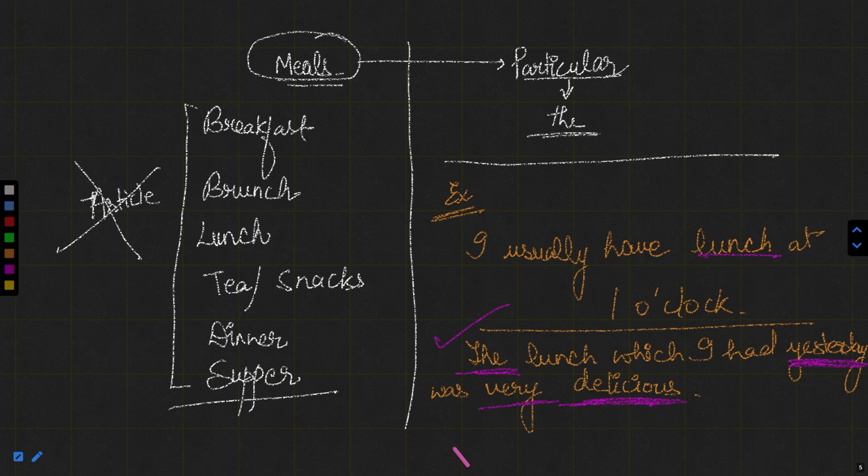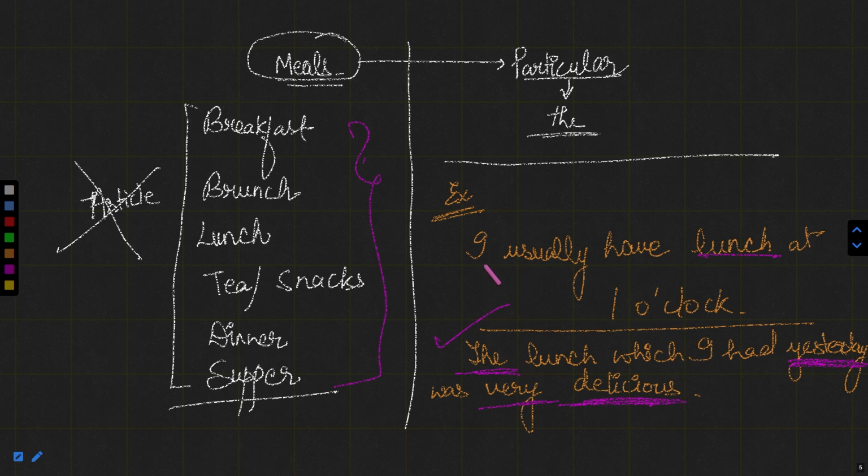But if we are using it in a general sense, we cannot use any article. If I say, I want to go on lunch with him, I cannot say, on the lunch. But if I say, the lunch that I had with him, or the lunch which was hosted by him, there we can use the. This rule is applicable to any of these names of the meals.